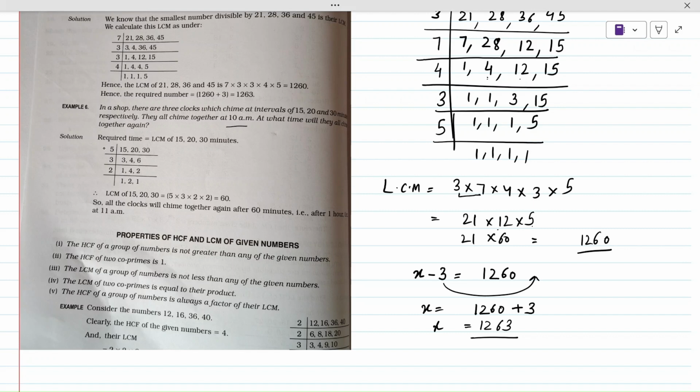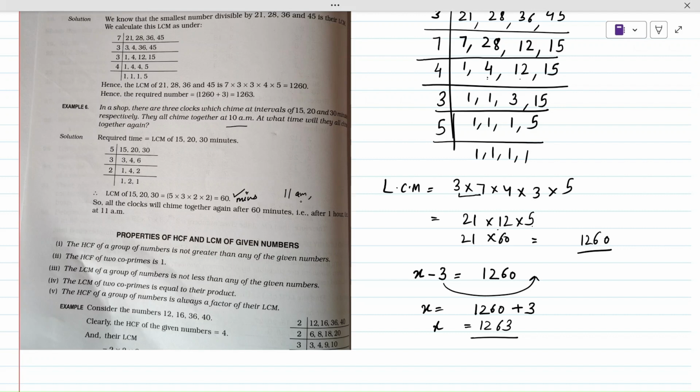Using the division method, the LCM is 60 here. 60 as in we are talking about minutes. So this is 60 minutes. Now these three clocks chime at 10 a.m. After 60 minutes, they will chime again. That is, they are going to chime again at 11 a.m.